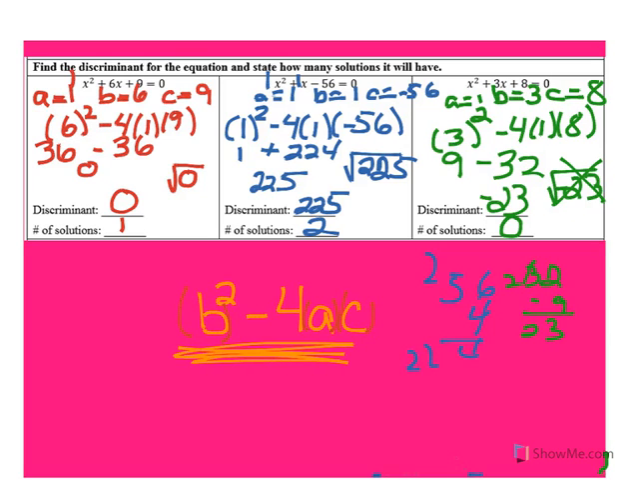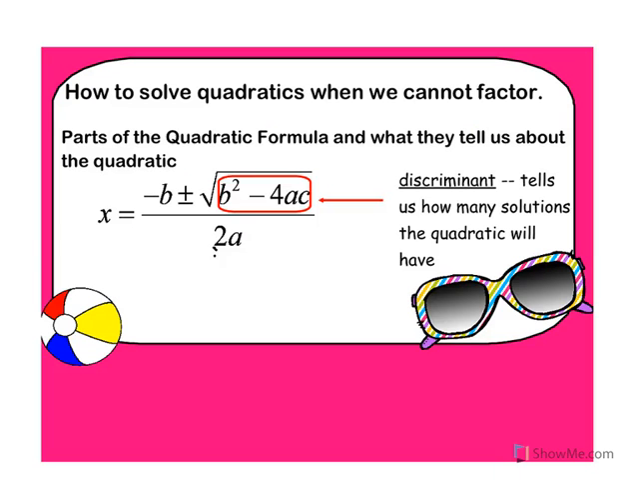So take a moment. Using the discriminant will help you know ahead of time how many answers you should get when you are done using the quadratic formula. This is helpful to check if your answer makes sense and seems reasonable. So let's look at that.